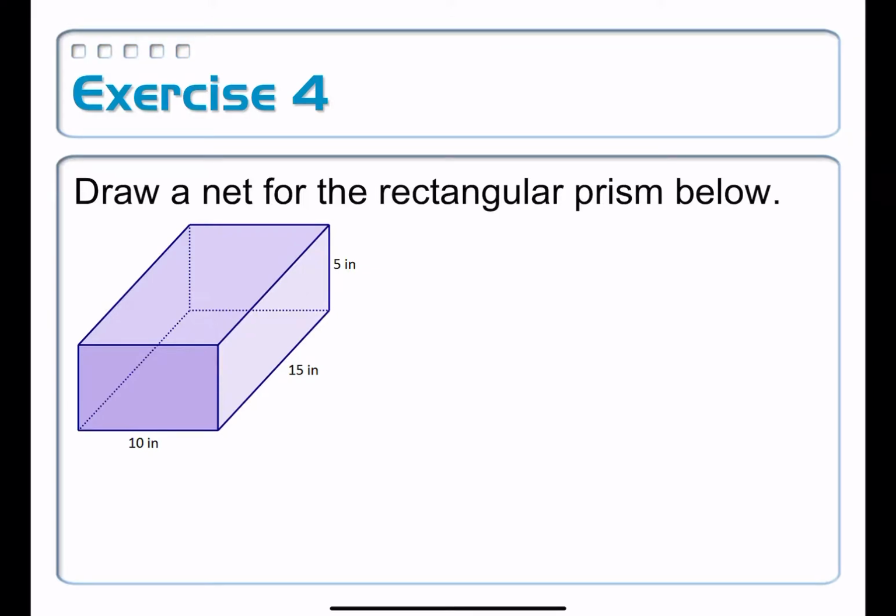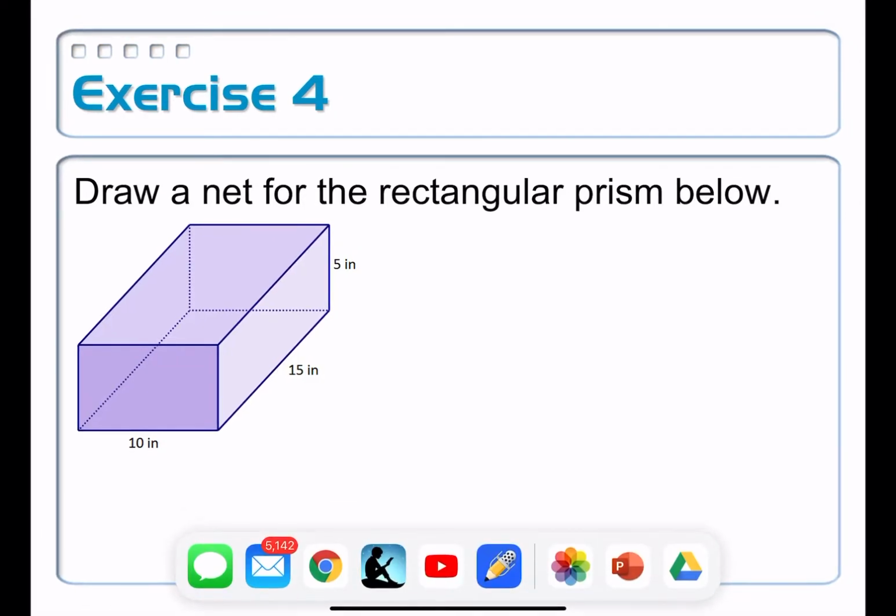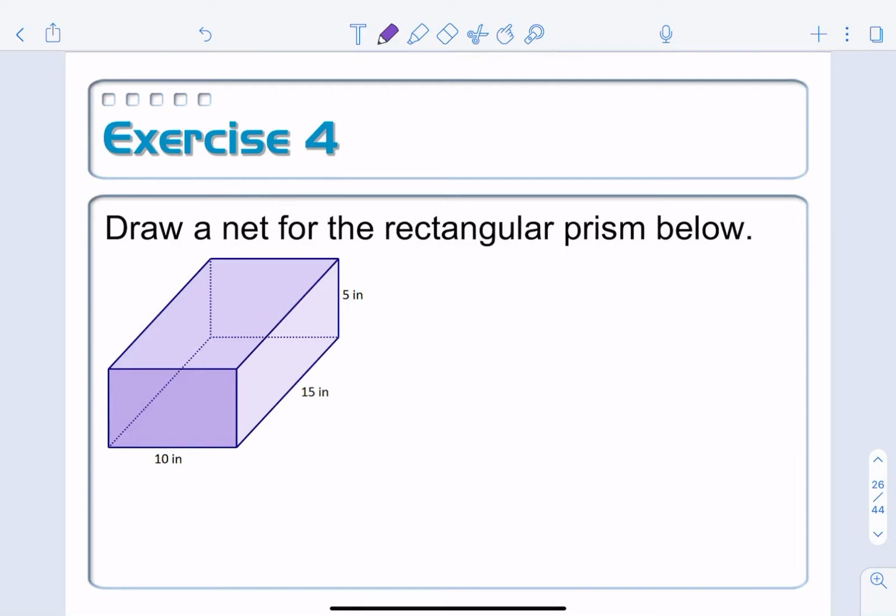Exercise 4, draw a net for the rectangular prism below. Remember what we said, nets, the reason why they're so useful is that they help us find surface areas. So that's going to be kind of a goal for this question here. I'm going to come over here so I have some space to actually draw it.